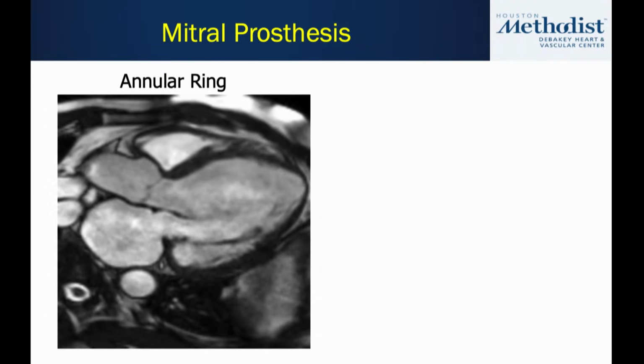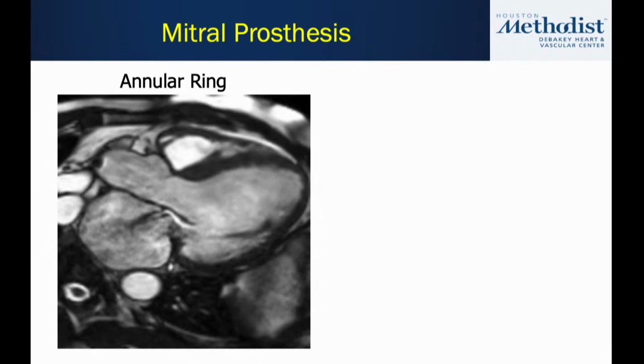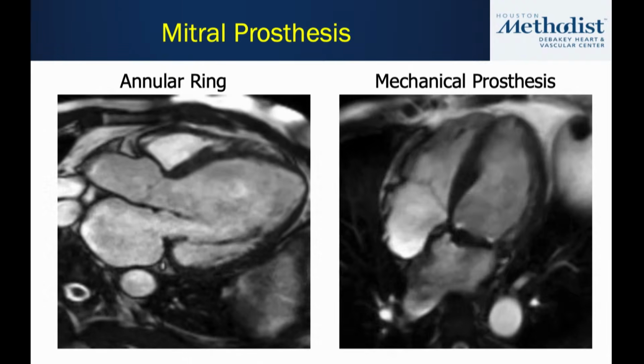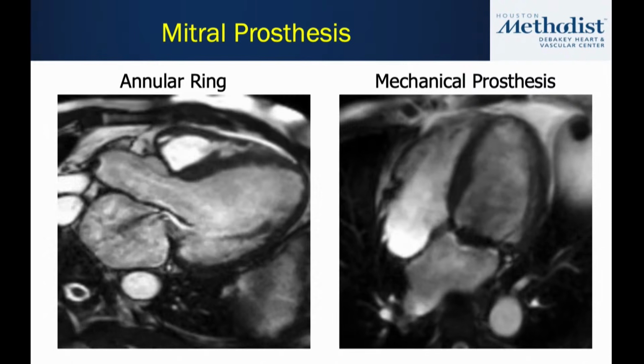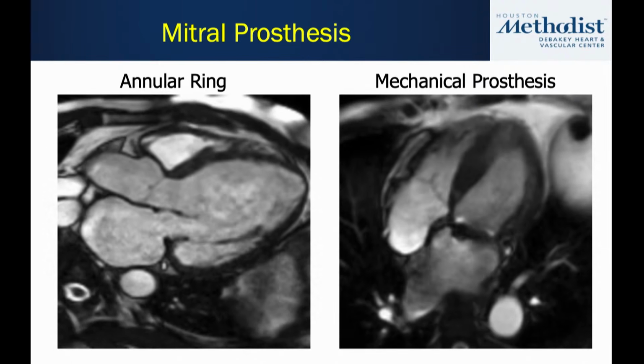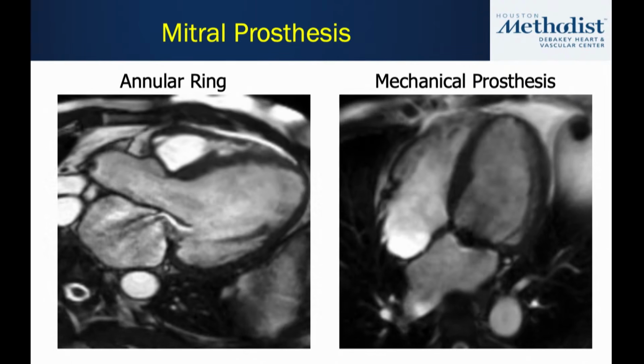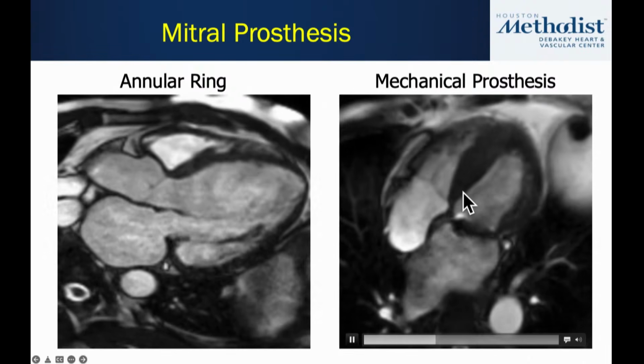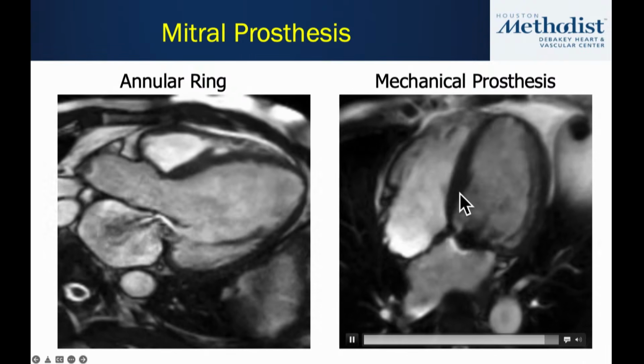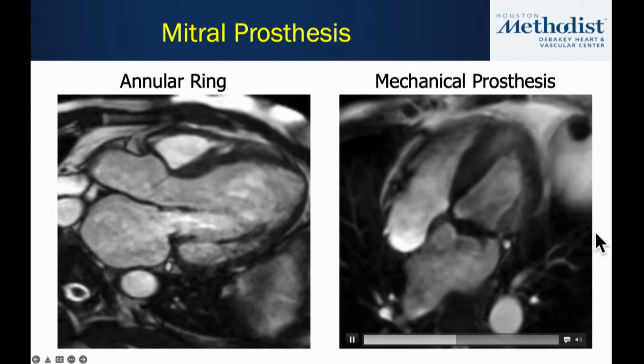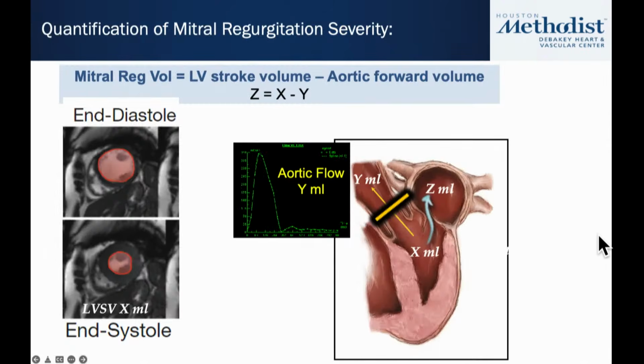patient who had a mitral valve repair, as is shown in this example here, who has residual regurgitation, or a patient who had a mitral valve prosthetic replacement, as is shown on the right-hand side. And what's the way that we would try to determine severity of regurgitation for a case like this? Really, it's going back to the same methodology that we use for native valves, which is this indirect method of comparing the left ventricular stroke volume to the aortic outflow.